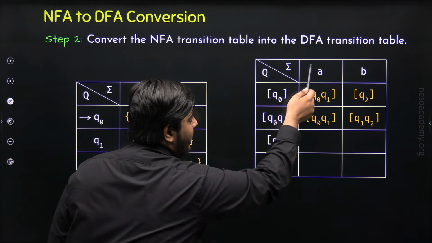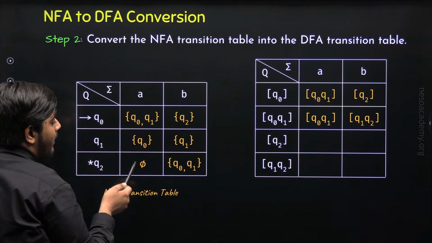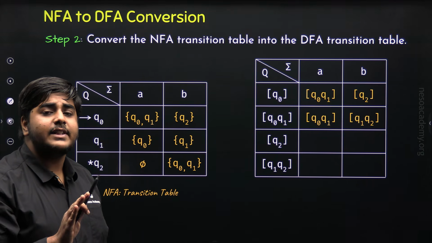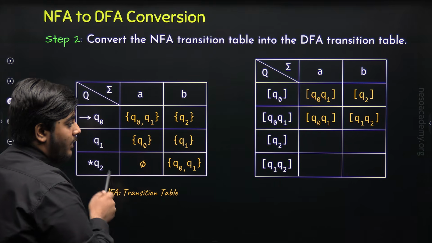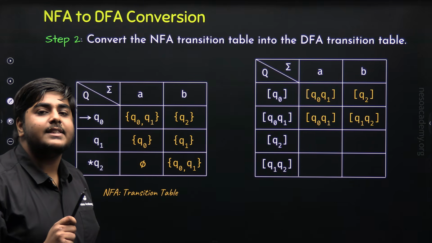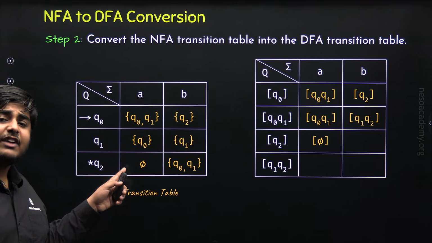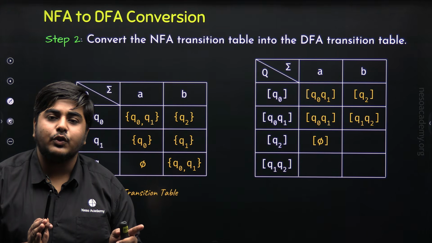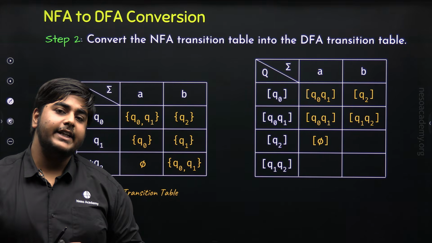Q2, on getting the input symbol A, what will be the next state? Let's check. Q2, on getting the input symbol A, there is phi. In case of NFA, phi means no transition, or you can say phi means no state. But in case of DFA, we cannot write phi. We have to replace phi with a special type of state which is called a dead state, which is represented using this. In case of NFA, this phi was nothing. But in case of DFA, this phi is a special state, as I have told you. It is called the dead state, which is a separate valid single state of the DFA.